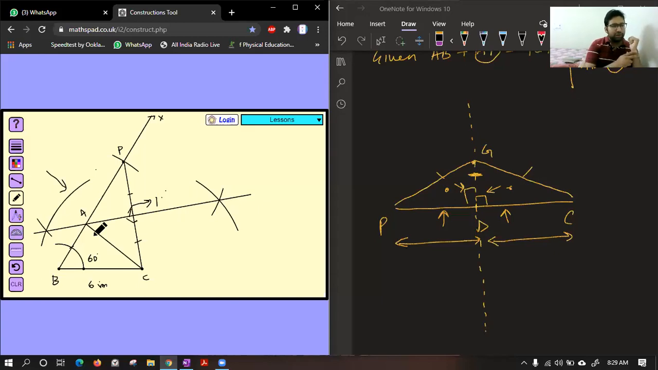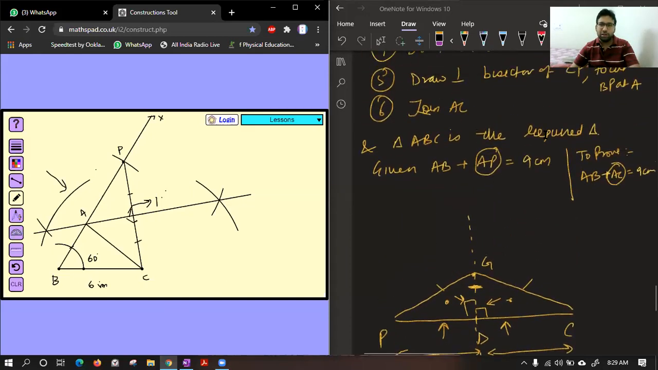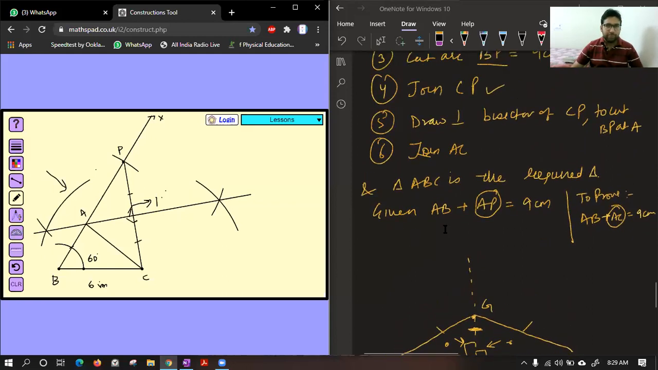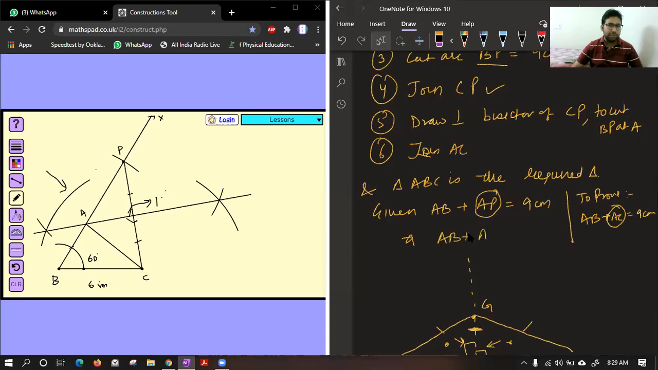Yes, you can prove by criteria also, no issue. So as I have proved, we had AB plus AP equal to 9 centimeter. I can replace it now: AB plus AC is equal to 9 centimeter. Hence proved, because AP equal to AC. So with this, we have verified that our construction is correct. Class, fine? Any issue?